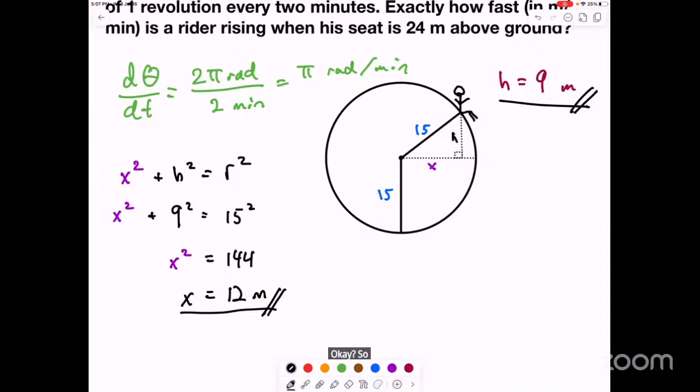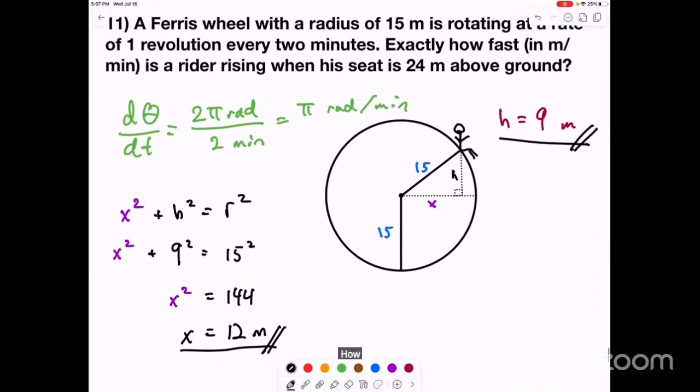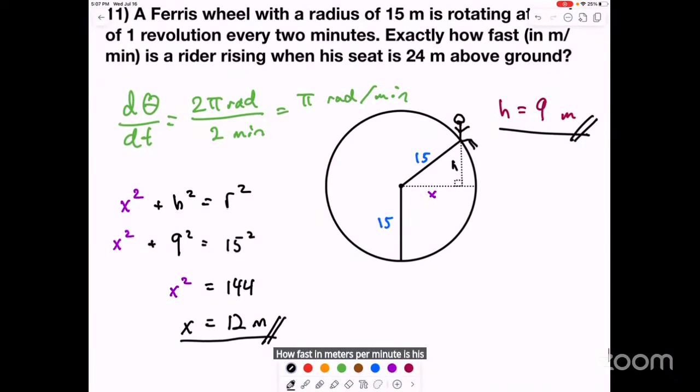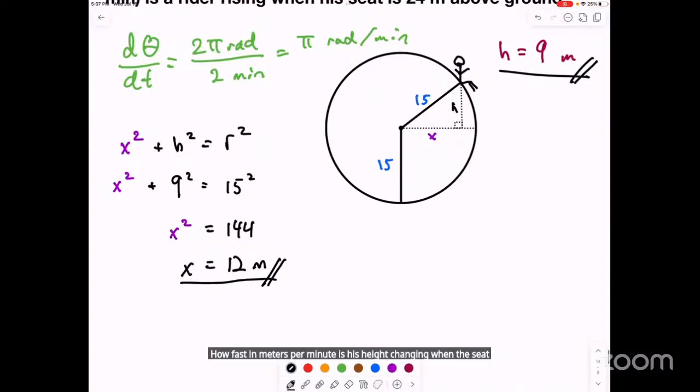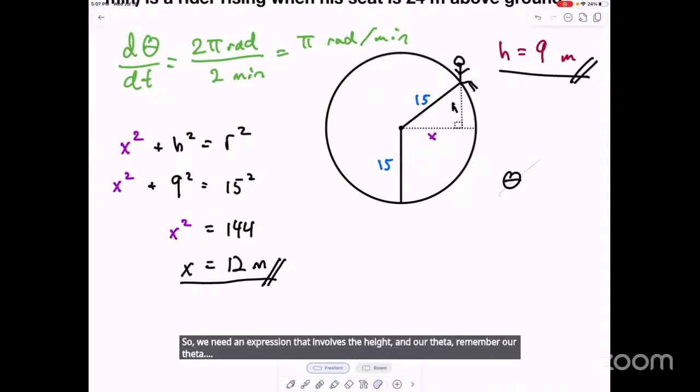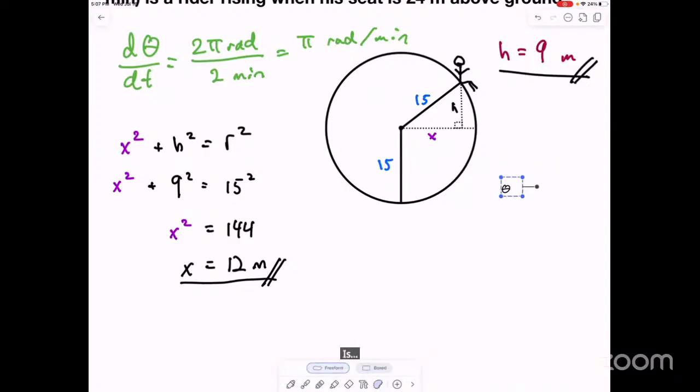So now it says how fast in meters per minute is his height changing when the seat is 24 meters. So we need an expression that involves the height, and our theta. Remember our theta is here, right there. Okay.